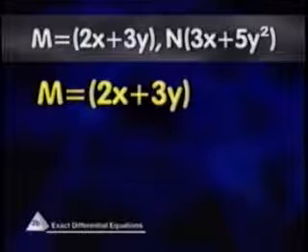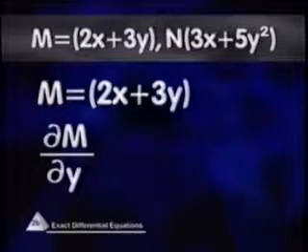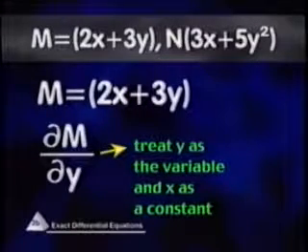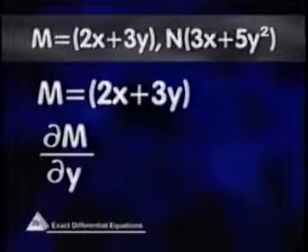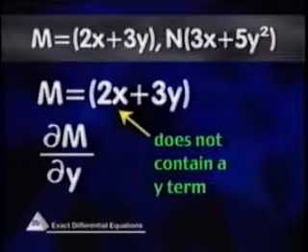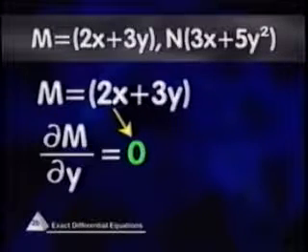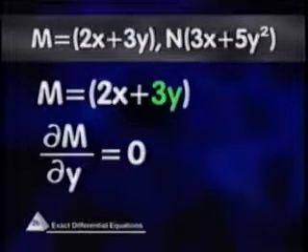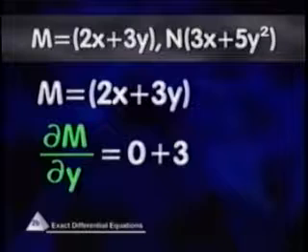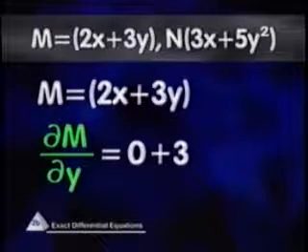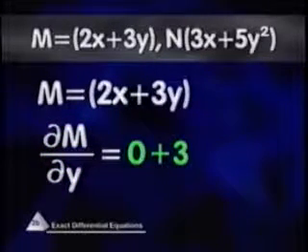We'll do m first. Now, for the exact test, we are taking the derivative of m with respect to y, so that means that we treat y as the variable and x as a constant. So, here we treat 2x as a constant because it does not contain a y term, giving us 0 as its derivative. The derivative of the second term, 3y, is just 3, so the partial derivative of m with respect to y is 0 plus 3, or just 3.